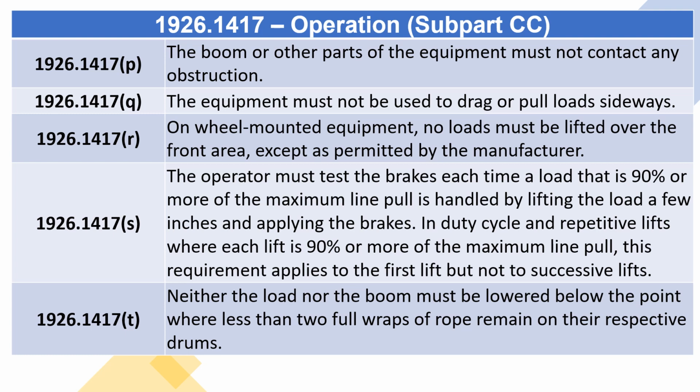1926.1417 S. The operator must test the brakes each time a load that is 90% or more of the maximum line pull is handled by lifting the load a few inches and applying the brakes. In duty cycle and repetitive lifts where each lift is 90% or more of the maximum line pull, this requirement applies to the first lift but not to successive lifts. 1926.1417 T. Neither the load nor the boom must be lowered below the point where less than 2 full wraps of rope remain on their respective drums.